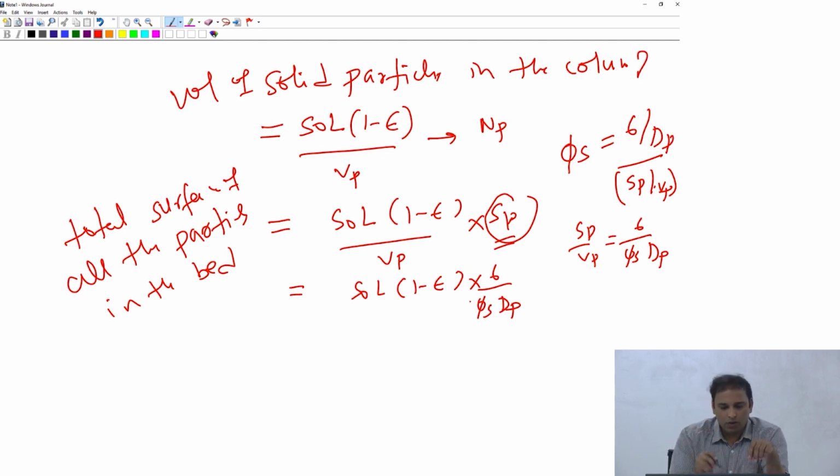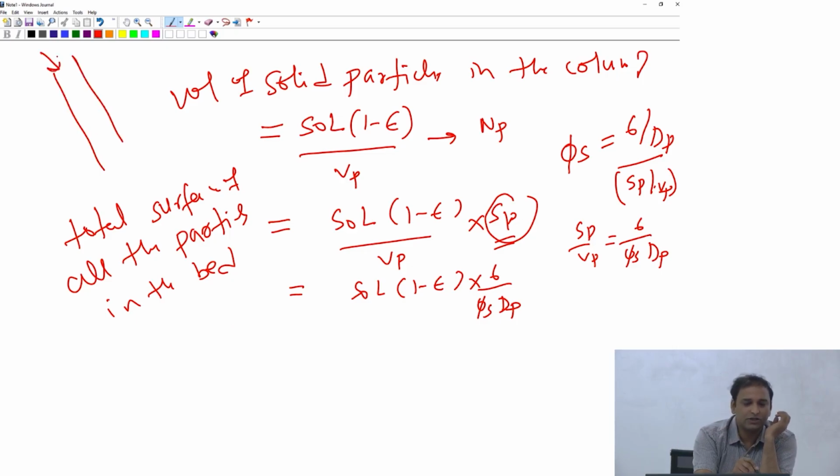Now, the channels through which the liquid is flowing are basically made up of walls that arise because of the particles present in the fluid. So what I am going to do is say that the total surface area of all the channels in the column is equal to the total surface area of all the particles that I have in the system.